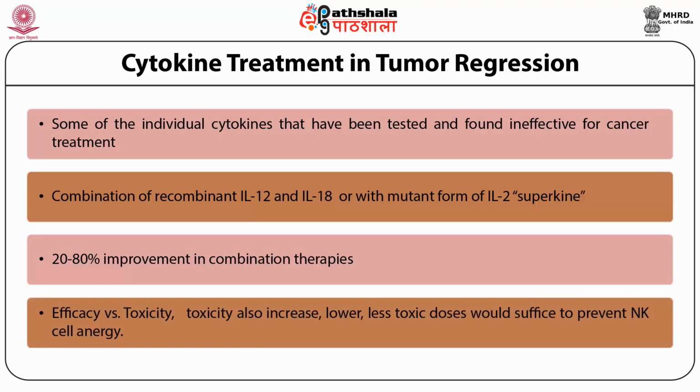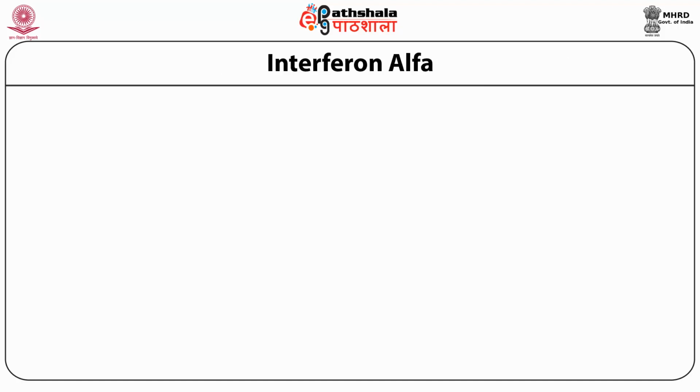Toxicity also increases with higher doses, therefore lower doses should be used. Less toxic doses will suffice to prevent NK cell anergy. Not only NK cell anergy, even low MHC expression can be rectified with combination therapies of cytokines. Now I will teach you about the individual cytokines and cytokine therapies.